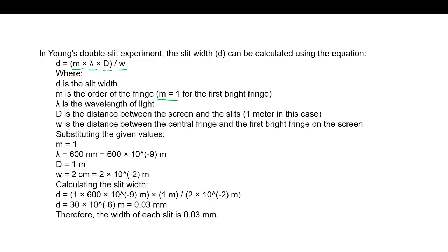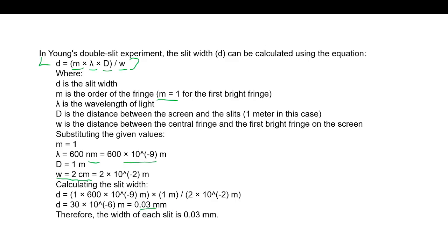Now, suppose you are substituting the given values. So what will happen? Lambda is in nanometers, so we need to convert it into meter, and D is already given in meter, but W is given in centimeters, so we need to again convert into meter. And after keeping all the values in meter in this equation, we will get the slit width. Slit width will be 0.03 mm.